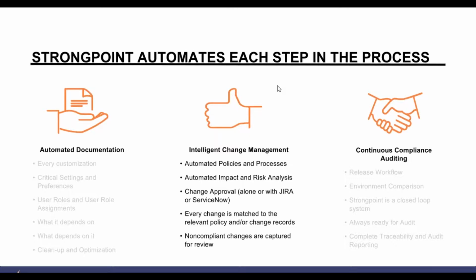Now, from there, we start looking at automating some of your processes by doing things like automated impact and risk analysis, or streamlining your change management and change approval processes, whether inside Strongpoint exclusively or while integrating with other systems such as Jira and ServiceNow. Now, once you've got those in place, you're now in a position where every one of your changes is matched to a relevant policy or change records, and it puts you in a position where at any given time, you can show all of your compliant changes as well as a summary of all of your non-compliant changes.